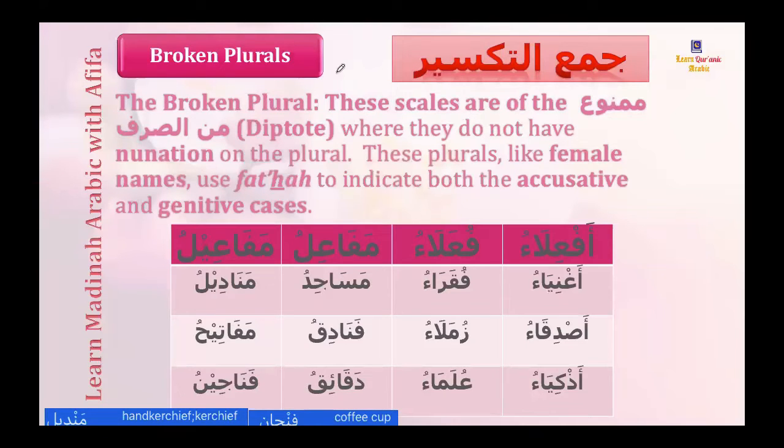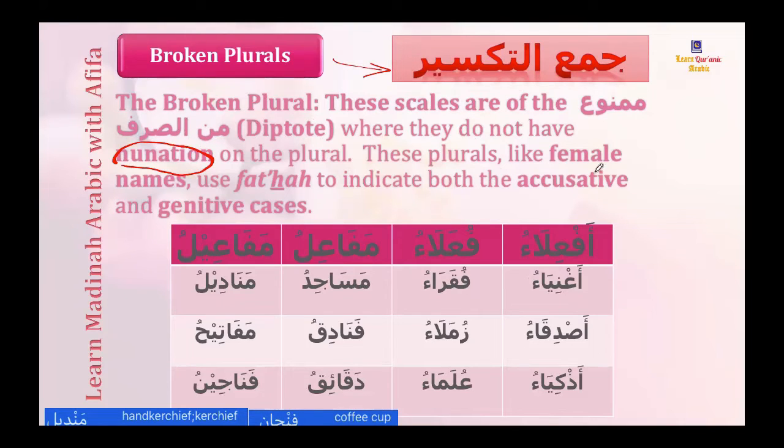So let's talk about broken plurals. The Arabic word for that is jam'ut taksir. Taksir means broken. Okay, so there are certain plurals that will be mamnu'u min as-sarf. What does that mean? Diptote. We talked about diptote in a prior lesson. I believe it was in the gender lesson. At the end of that, we talked briefly about diptote, where they do not have nunation. What does that mean? They don't take a tanween. These are kind of a little bit different in this pronunciation because they're not going to accept a tanween.